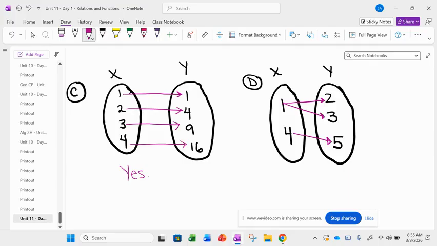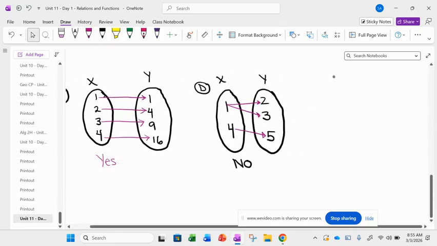So what is this telling me? That my inputs are repeating. Every input means exactly one output. This person can't be born on the second and the third. Can't happen. Okay. So this is not a function. Every input needs exactly one output. So no. And the last one of these.